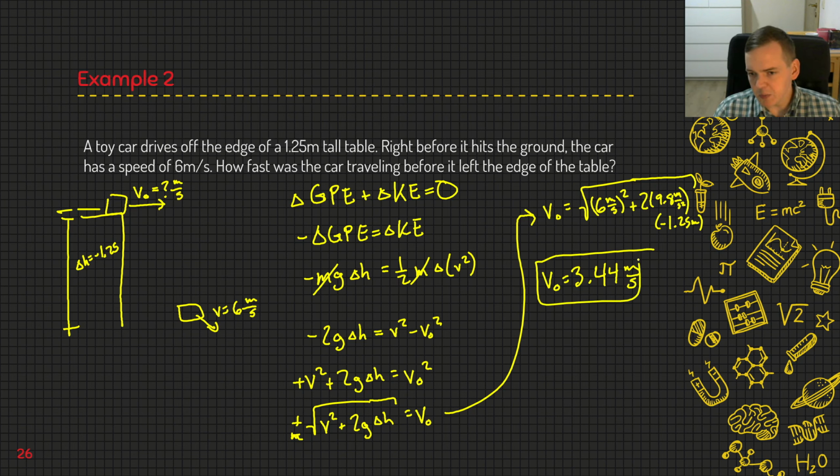And we expect meters per second. Let's just double check that real quick. This is going to be meters squared per second squared. Our second term is going to be meters per second squared times meters, which also gives us meters squared per second squared. So when I square root it, I'm left with just meters per second.